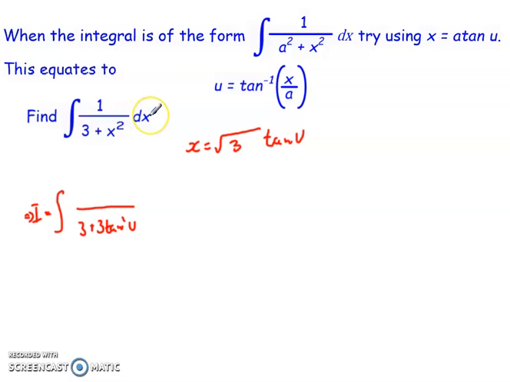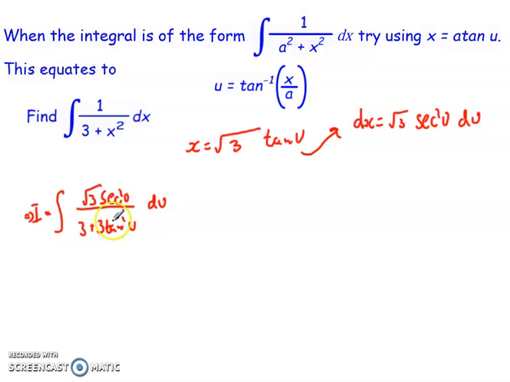Now, the top has the dx on it, so we have to get rid of that somehow. And to get rid of that, we take the derivative dx of this. Now the derivative of the square root of 3 tan u would give me square root of 3 sec squared u du. So I can use this to get rid of the dx there. Substitute that in on the top, and I end up getting root 3 sec squared u du. So it doesn't look any simpler.